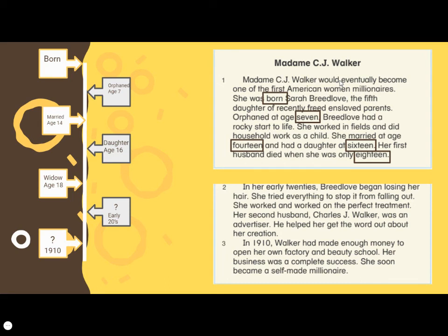Revisit paragraph 2 and 3. Are there more clues about important events in her life? What happened in her early 20s? What happened in 1910? A biography is the story of a person's life. It makes sense to tell the events in the order they happened.